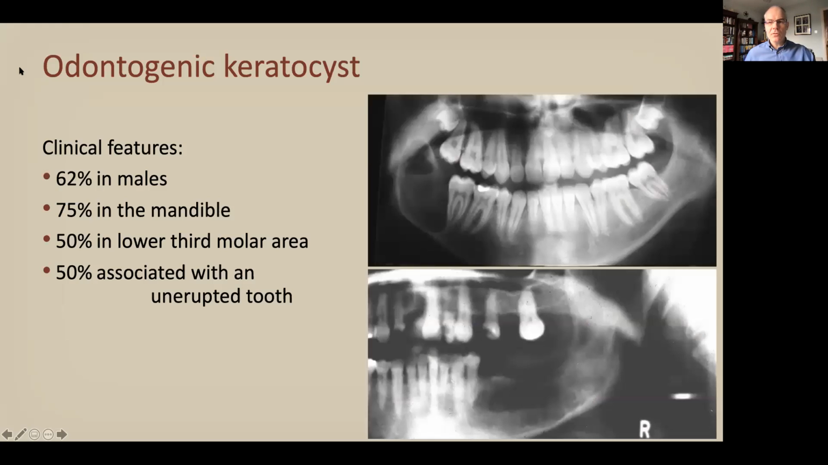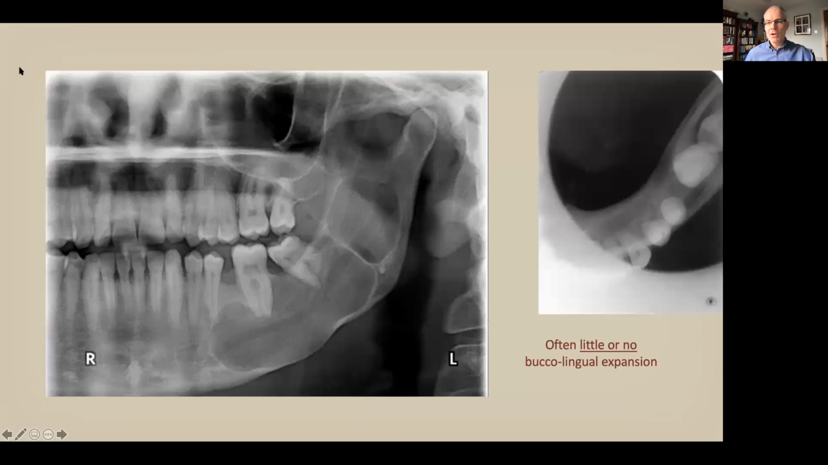So, some features of odontogenic keratocyst: it's present mostly in males, most in the mandible, most in the lower third molar area, and a good proportion of them are associated with an unerupted tooth. The posterior mandible segment is associated with the most common site of dental lamina rest remnants. Very often, as we saw in our case, there's little or no buccolingual expansion. That can be a very useful feature in assessing this in comparison to differential diagnoses clinically, such as ameloblastoma or odontogenic myxoma.